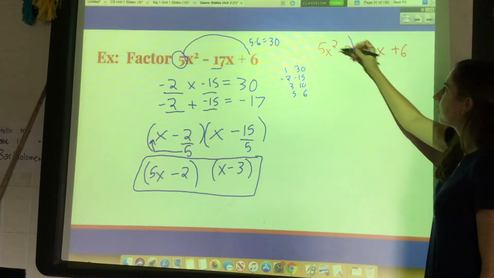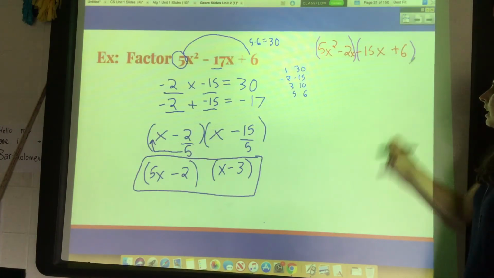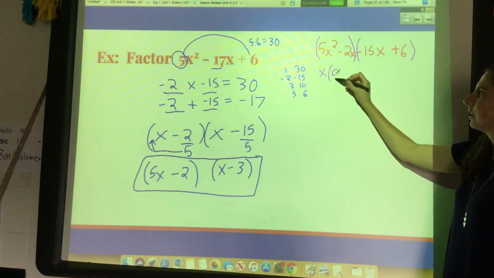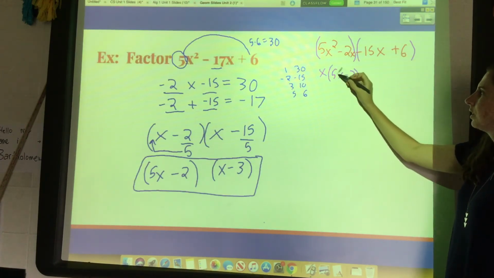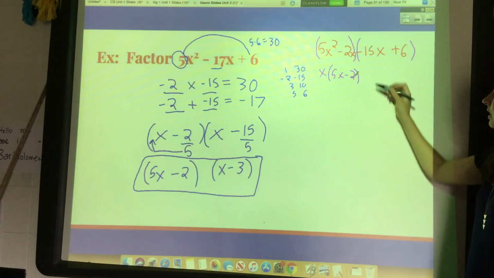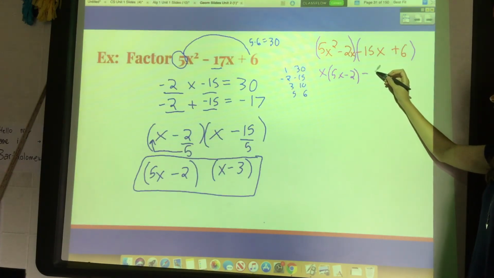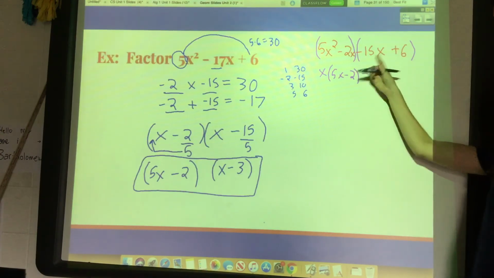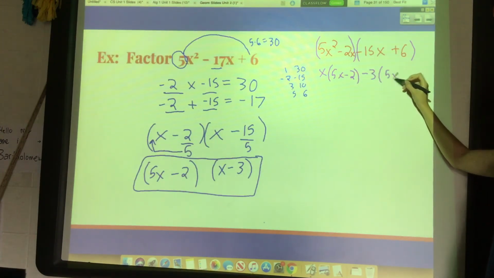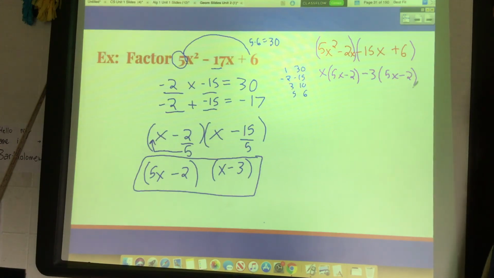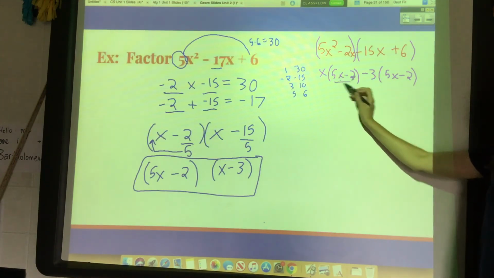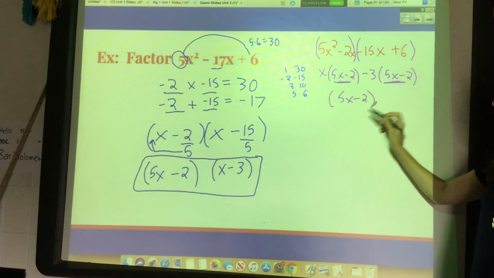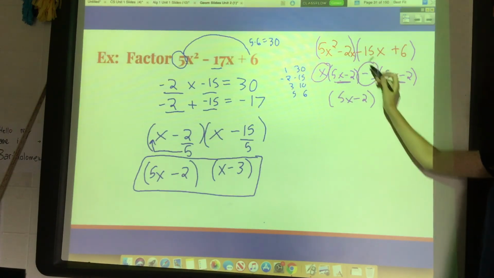So group the first 2 and the last 2. I could factor out an x from the first group, leaving 5x minus 2. I could factor out a minus 3 from the second group, leaving 5x minus 2. And so 5x minus 2 is one of your factors, and the other one is x minus 3.